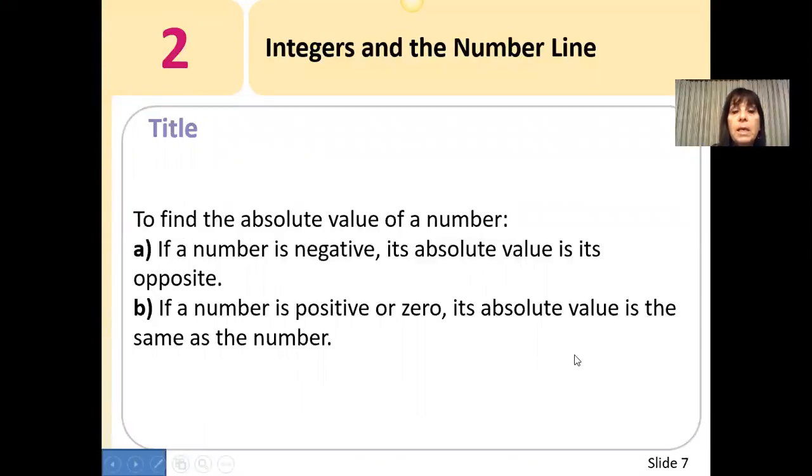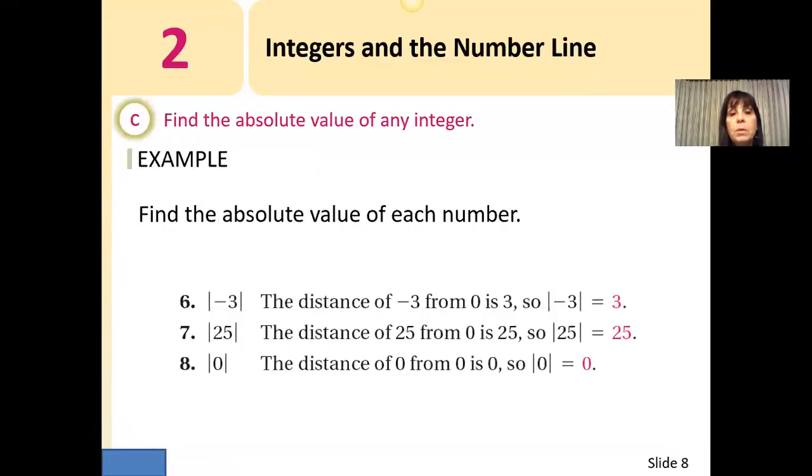It's very easy to take an absolute value, because all you really do with it is take the positive value of the number. So if the number is negative, you are taking the opposite of the value, and if the number is positive or 0, the absolute value is the same thing. For example, if I have a -3, the absolute value of that would be +3. Again, the distance of -3 from 0 is 3. The absolute value of +25 is also just 25, and the absolute value of 0 is 0.